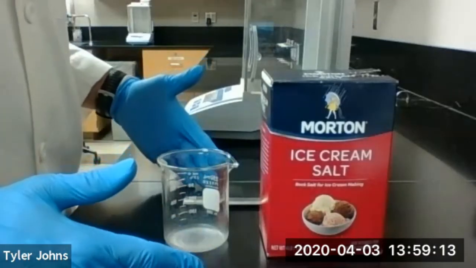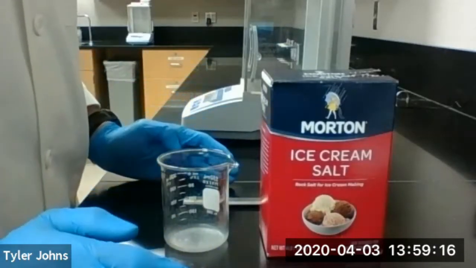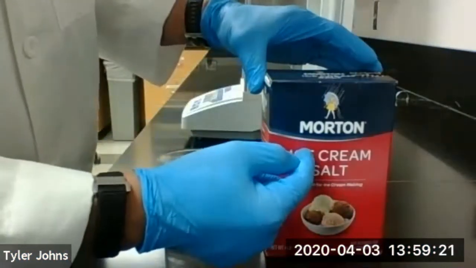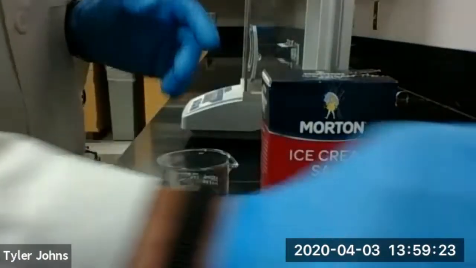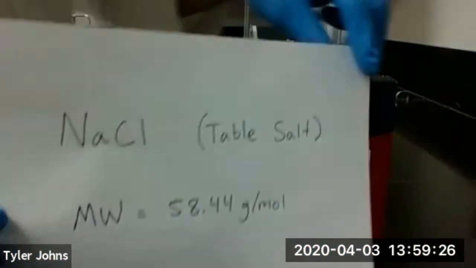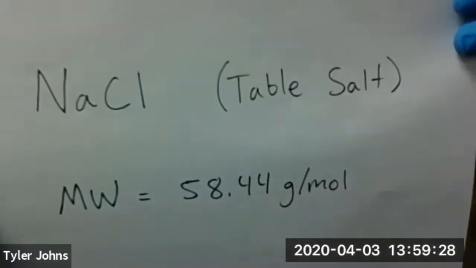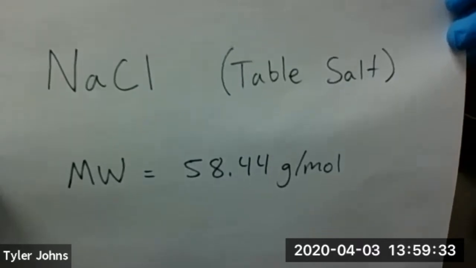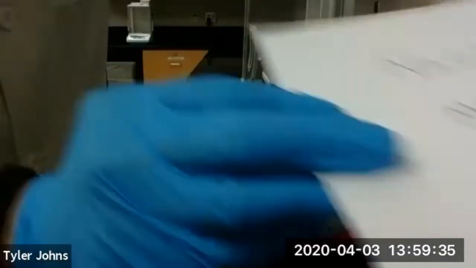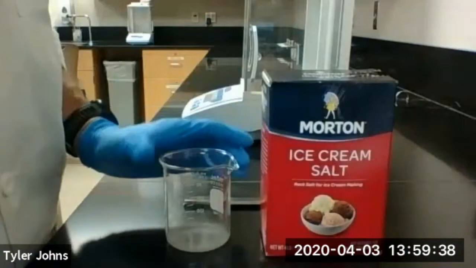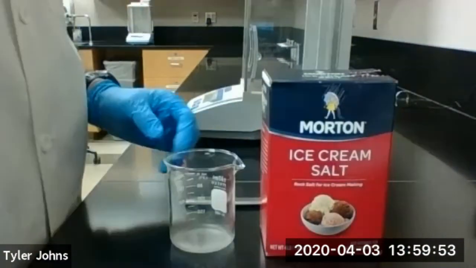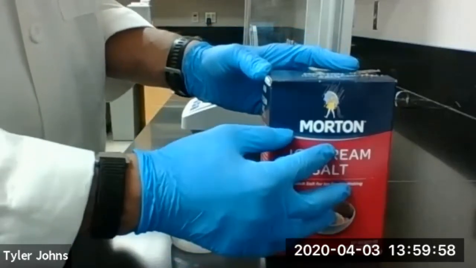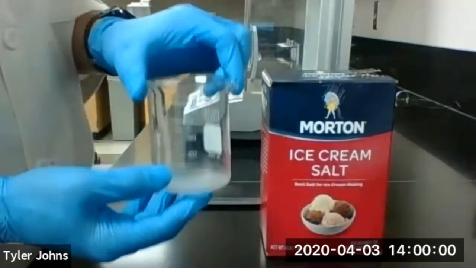So for part C of this experiment, how much is a mole? The substance we're going to be using is rock salt. So the molar mass of rock salt, sodium chloride, is 58.44 grams per mole. So we're going to measure out 1 mole of our rock salt into a 250 ml beaker.